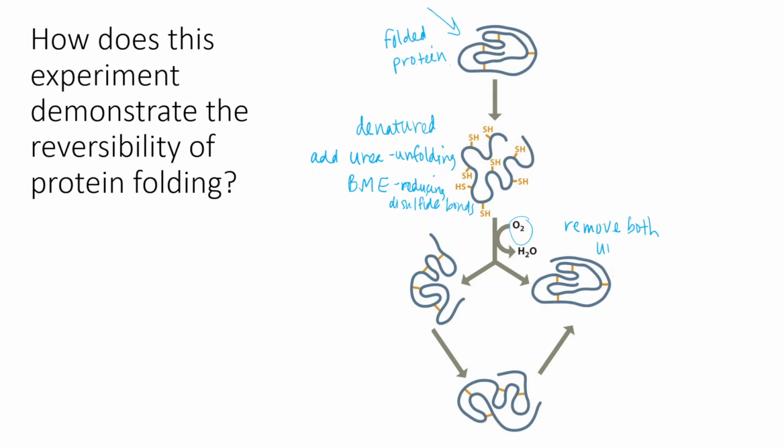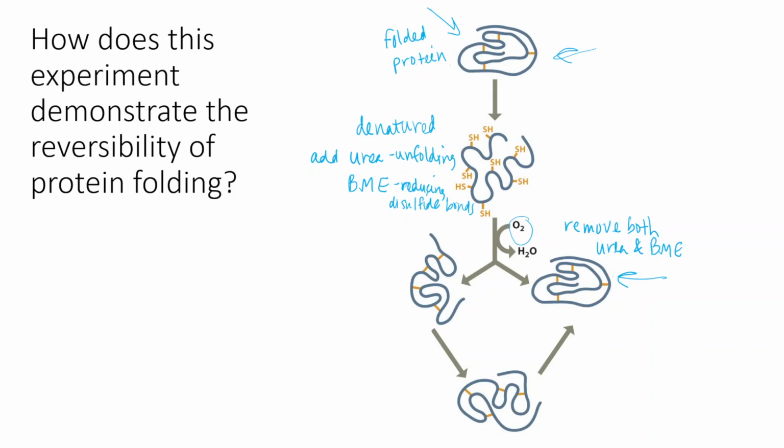urea and BME. If you remove them together, the protein is going to be able to take on its native state. It's going to reform the disulfide bonds all in the same places as the original. So if you look at the original protein and this refolded protein, they're the same because that's how the protein wants to be. That's where it's happiest. How can we force the fork to go the other way, to the left?